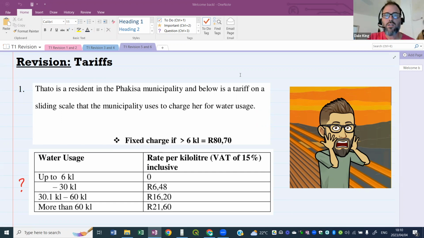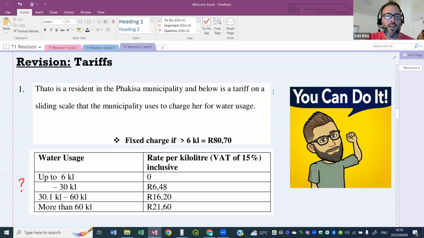All right, you guys, I know you think tariffs are all challenging, but we're going to work our way up and I'm going to explain this easily. You see the face on the side there. When everyone hears the word tariffs, they get very, very worried, but we're not going to worry about that. You guys can do this. The more practice, the better you get.